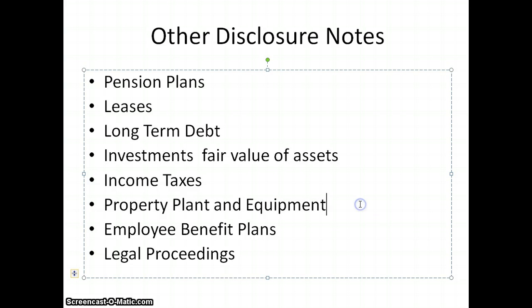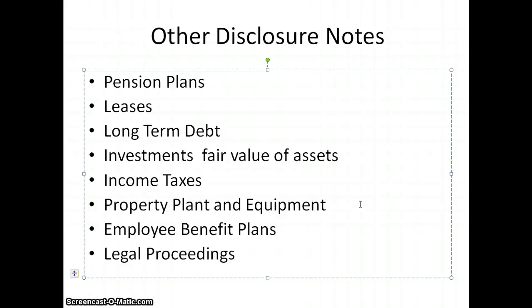Property, plant, and equipment. Oftentimes they'll discuss at length what type of property, plant, and equipment they have. They may talk about the age of the asset. They may talk about their long-term capital expenditures. They may talk about a great number of different things there.